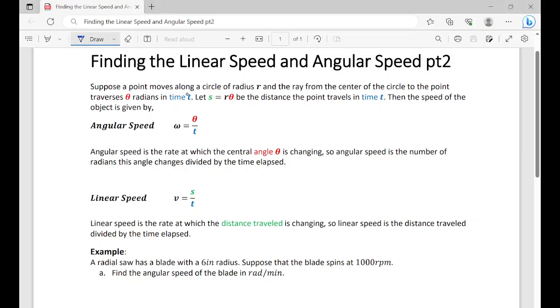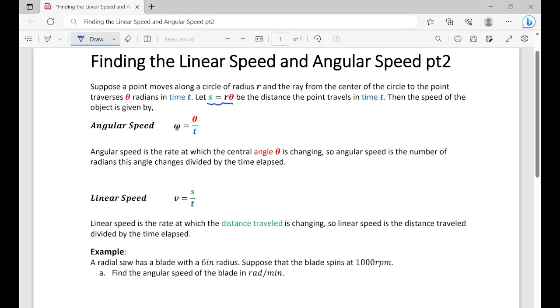Suppose a point moves along a circle of radius r and the ray from the center of the circle to the point traverses theta radians in time t. Let s equal r theta, and we will need this later, be the distance the point travels in time t. Then the speed of the object is given by these two formulas.